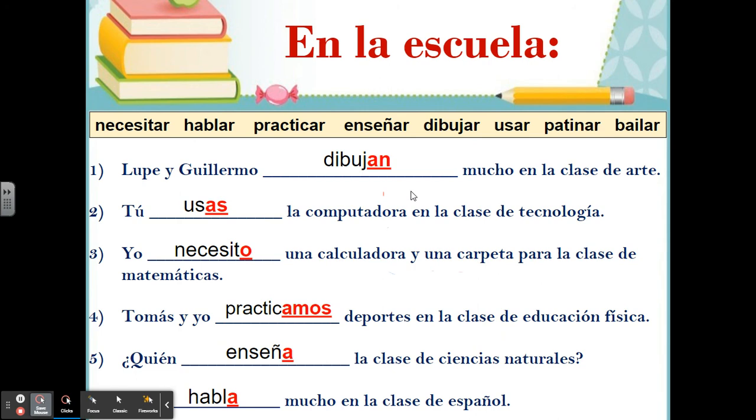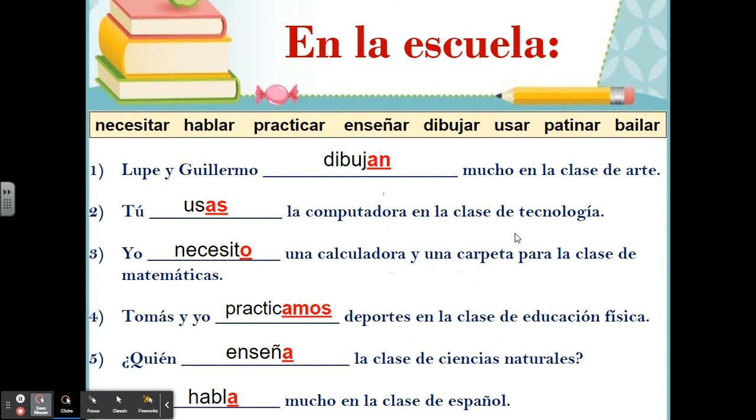So this is what you should have gotten. Okay, tú usas la computadora en la clase de tecnología. You use your computer in technology class. Yo necesito una calculadora y una carpeta para la clase de matemáticas. I need a calculator and a folder for math class. Tomás y yo practicamos deportes en la clase de educación física. Thomas and I play sports in gym class.